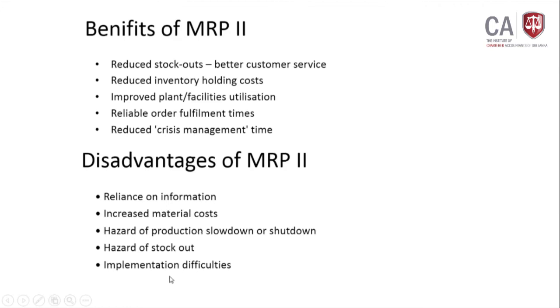Implementation difficulties. Sometimes the implementation of MRP is difficult if the people who are working in the organization are not accepting this kind of planning techniques. So, people in the organization have to accept these things, and also when the implementation is going on, they have to be on time to operate those activities. So, there can be advantages and disadvantages also. Mostly in MRP 2, these benefits are talked about, not the disadvantages.